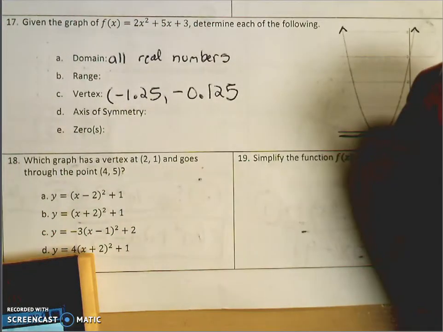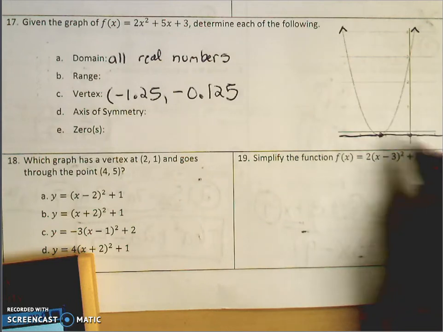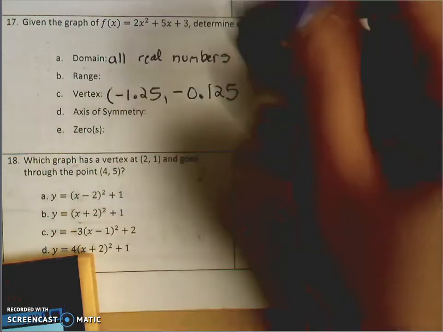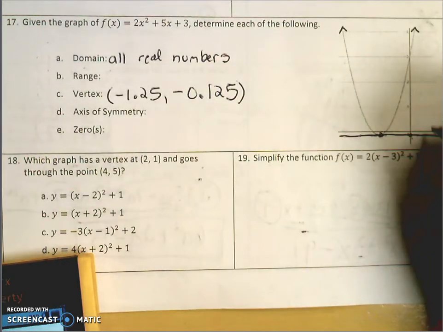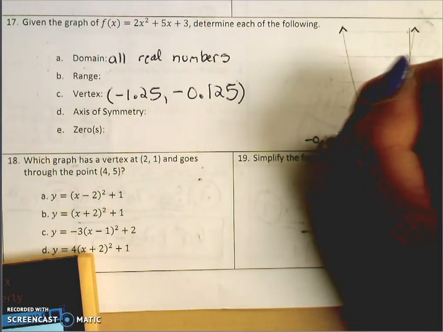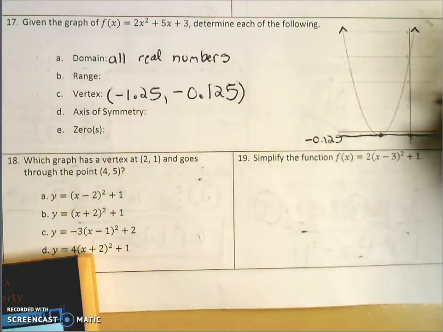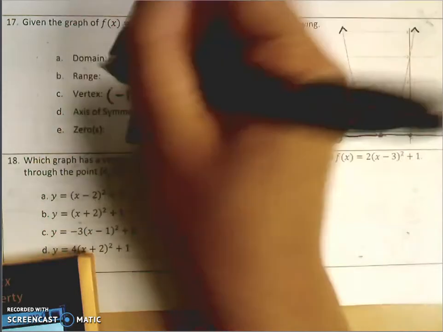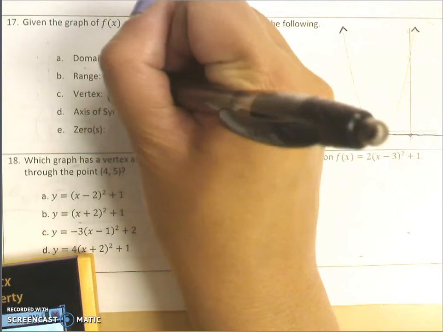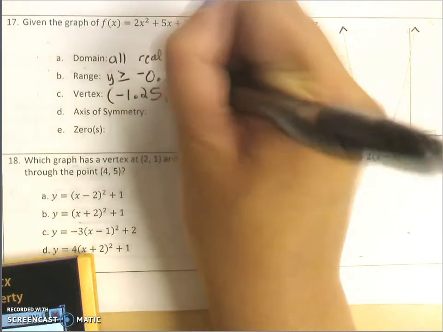Since my vertex is going to be on this line, that means the y-coordinate for that is going to be negative 0.125. And since my graph is above it, that means my range is y is greater than or equal to negative 0.125.